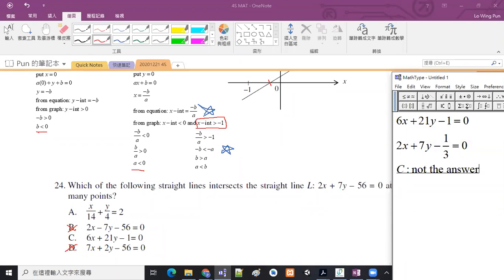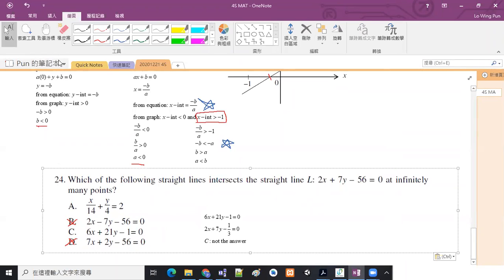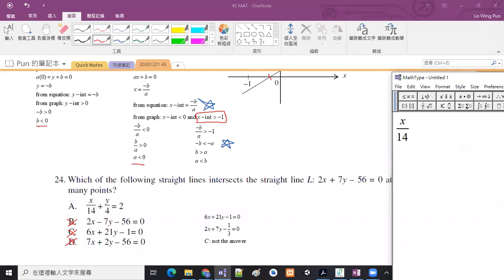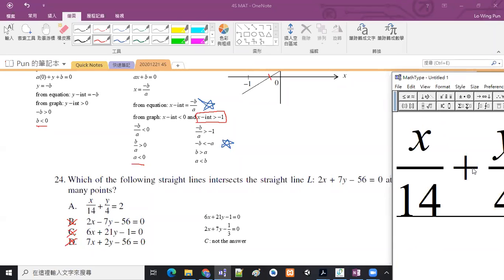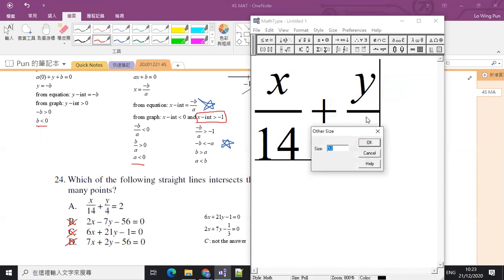the answer。OK，so the only possible answer should be option A。好啦，我哋睇下點解 option A 係 answer 咯。So x over 14 plus y over 4 is equal to 2. Okay, so we just need to multiply the whole equation by 28. Okay, 28 times. Sorry. Oh no, 撳錯掣添。Please wait.